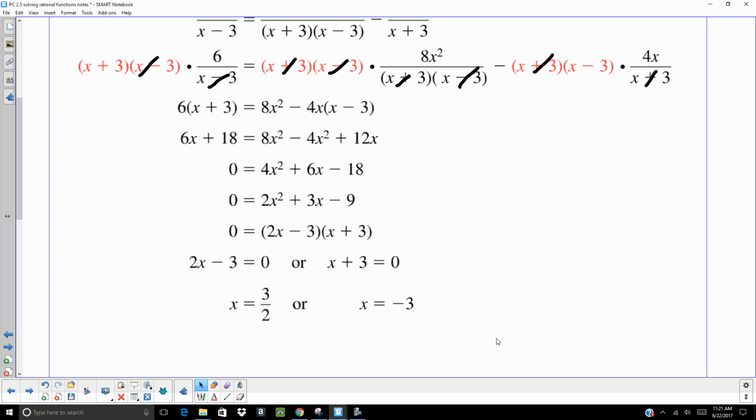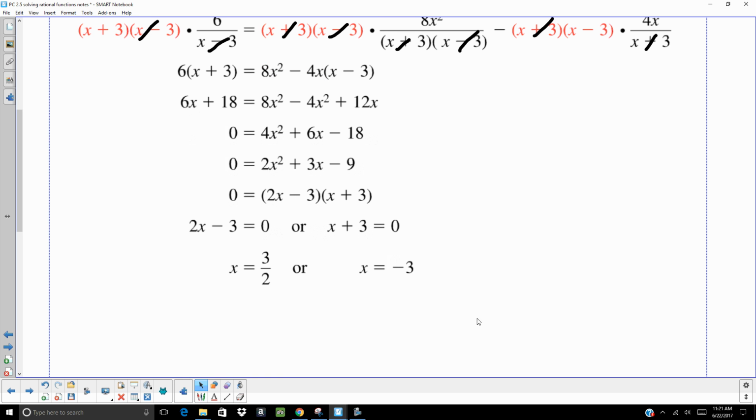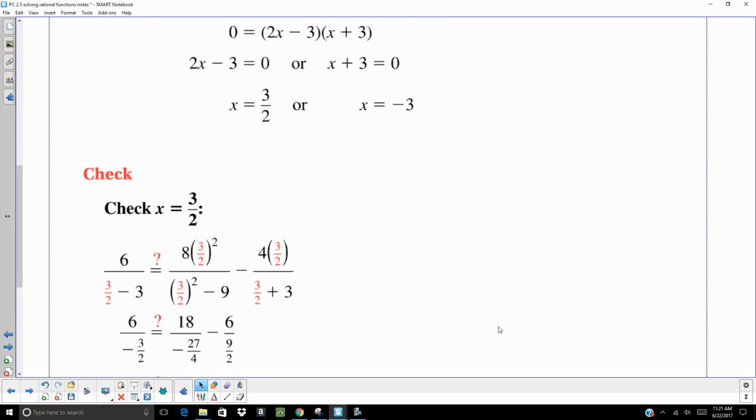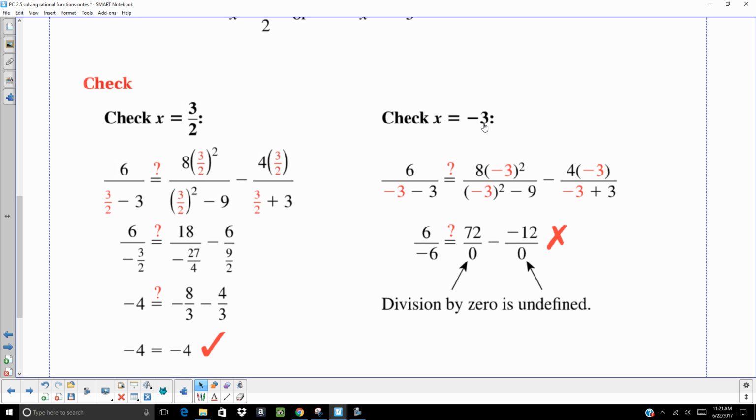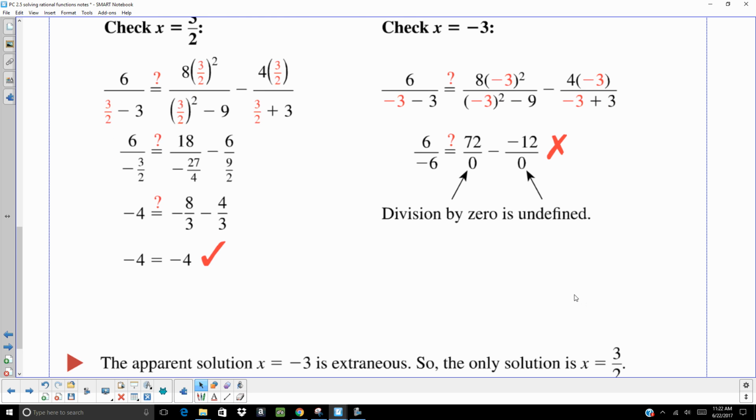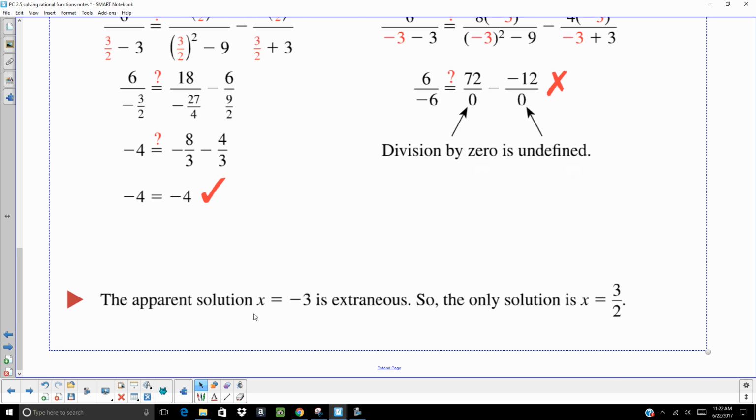You might think you're done, but you're not. You need to check your answer. And if I were putting this into a calculator, I'd probably think of it as 1.5, and that one works out. But if you put -3 back in, uh-oh, you're getting 0 in the denominator. That is not allowed. So it's undefined. -3 is not a solution. It's what we call extraneous. So the only solution is 3/2.